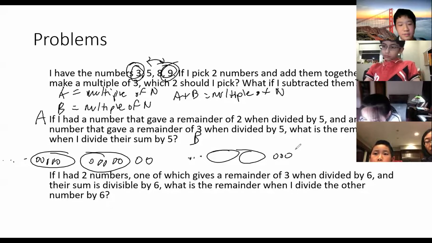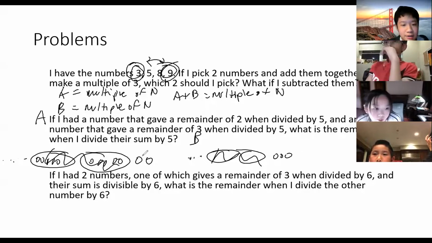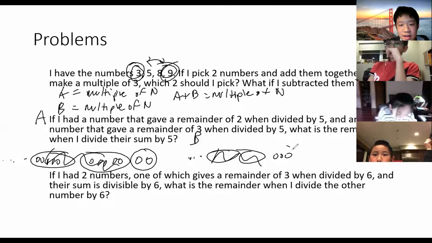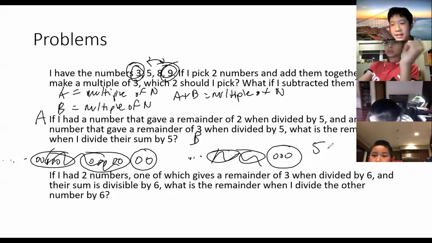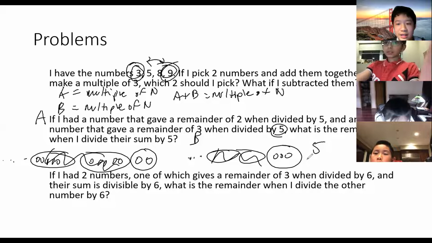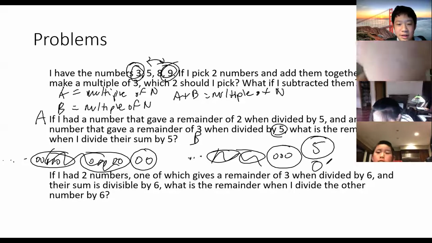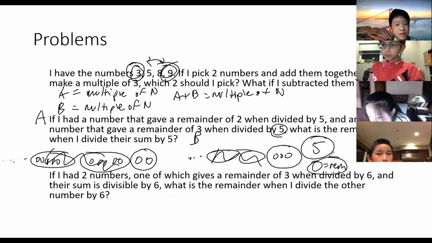When I add these two numbers together, these groups are not going to jumble up with each other. They're going to stay intact. So I don't even need to care about these. All I need to care about are the outliers. I have 2 here, 3 here. Adding them together, I have 5 outliers. And since I'm dividing by 5, I can evenly make a group of 5 right here. So I can make this into a group. So now I have 0 outliers left. And that is the remainder.